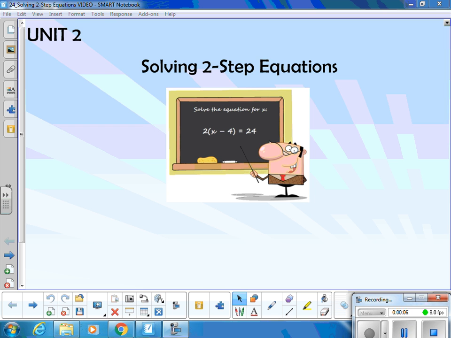Today we're going to be talking about how to solve two-step equations. Yesterday we solved one step; today we're adding on an additional step, but all that additional step means is we're adding another operation. Where we just did one operation with one step, now we're having two operations, and we'll talk about what that means in just a second.